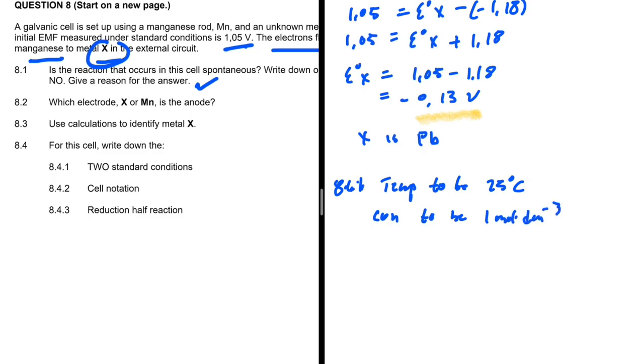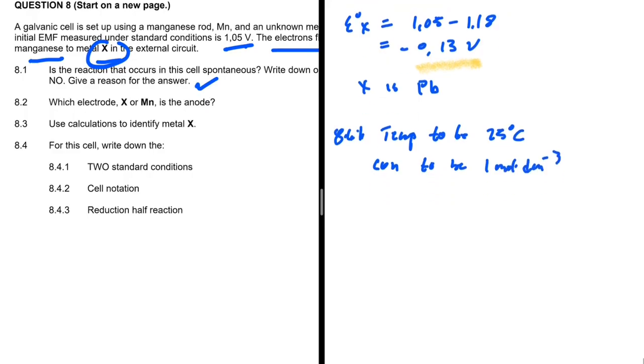These are our standard conditions. Okay, 8.4.1. 8.4.2. On the other hand, we are looking for the cell notation. Obviously, we know what is happening at the anode, the salt bridge, and what is happening at the cathode, essentially.